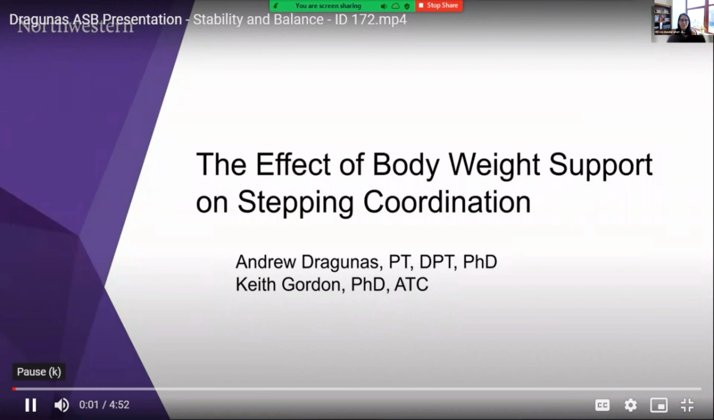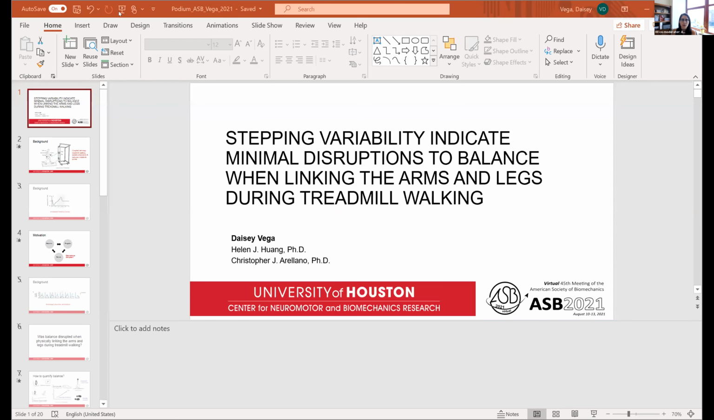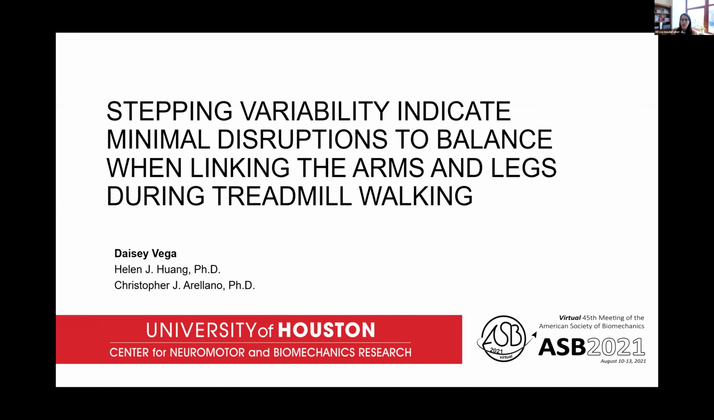Okay, our next presenter is Daisey Vega from University of Houston, who will present stepping kinematics indicate minimal disruptions to balance control when linking the arms and legs during treadmill walking.